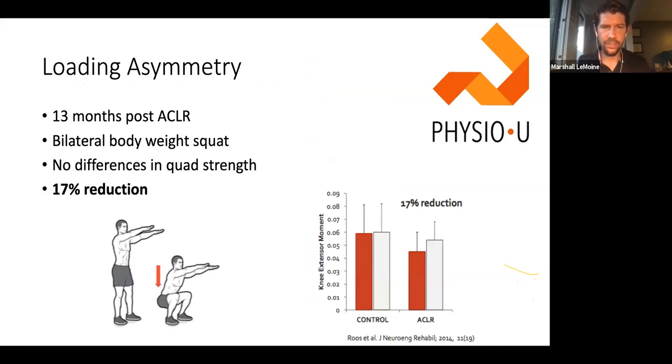Another study looked at squats. So instead of jumping, let's find something less stressful, right? Maybe it was just they were fearful of landing, and that's why they had this compensation. But here, they found just with a squat at someone who's over a year out, the controls were pretty equal versus the ACL group. There's a 17% reduction in the loading. Right? The interesting thing is there's no difference in quad strength. Right? So what do you think is the reason? If they have the strength, why are they not loading it equally to the other side?